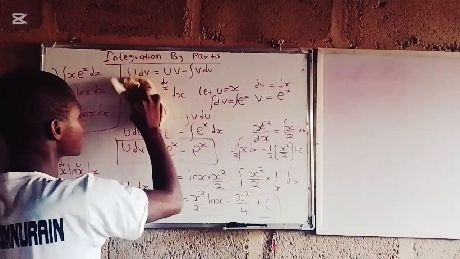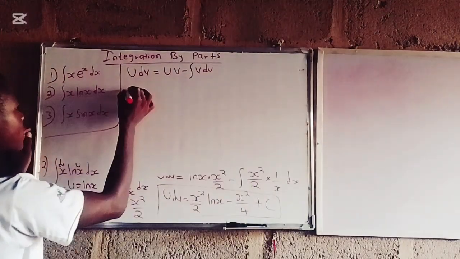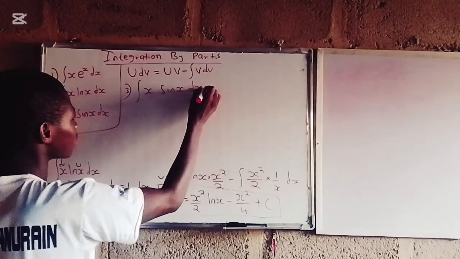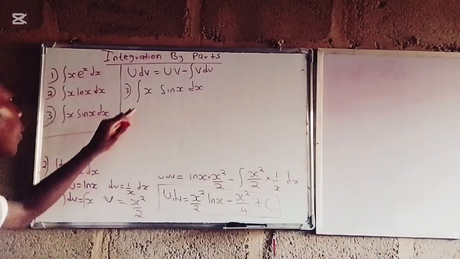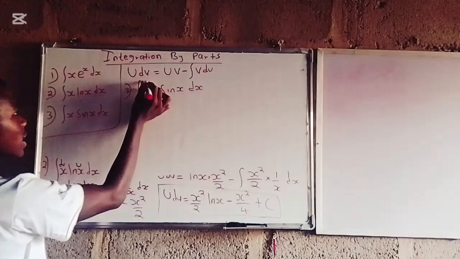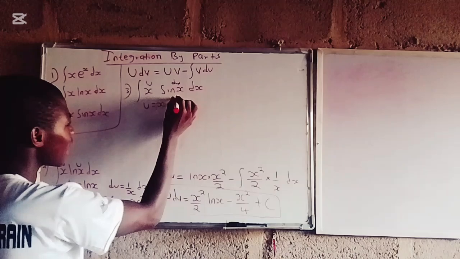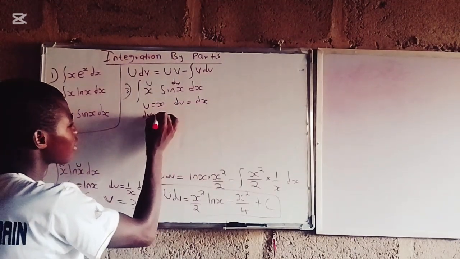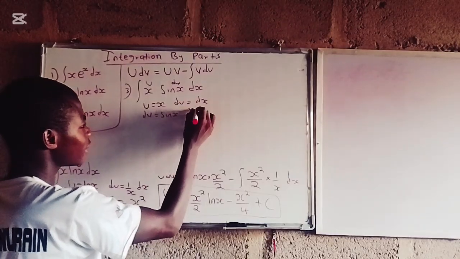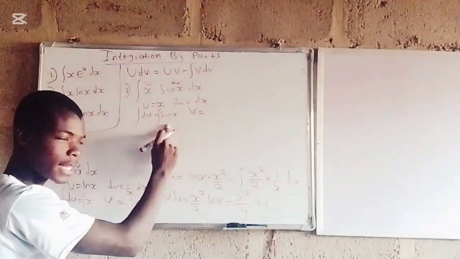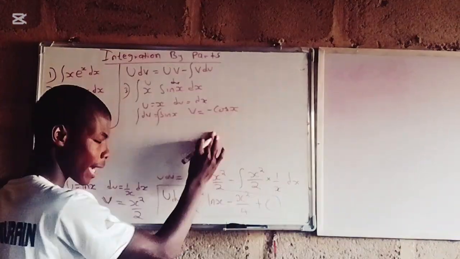So the last but not the least, question 3: integral of x sin x dx. Both this and this can be integrated and differentiated. So I just let this be u and this be dv. So I have u equals x and du equals dx, the same thing as 1. So dv equals sin x and v equals, by integrating dv I will have v, integrate sin x, I will get negative cos x.